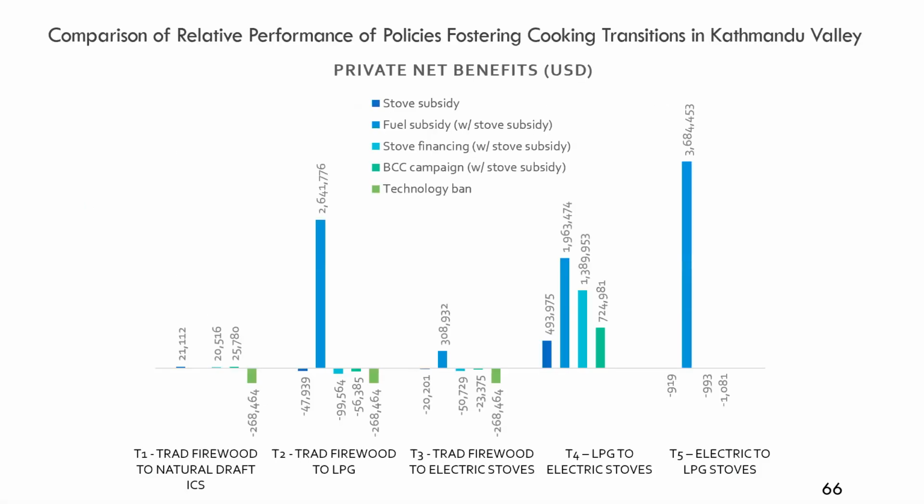Next slide. Here are the first set of results. We find that fuel subsidies for LPG and electricity are clearly attractive from a private standpoint. Of the 5 cooking transitions, the transition from LPG to electric stoves generates positive private net benefits under all policy interventions, the highest being for the combined stove and fuel subsidy option, followed by the stove financing and stove subsidy option. In transitions 1, 2, and 3, the private net benefits of firewood ban are negative, owing to the high net cost to those who would not have transitioned in the absence of a ban.